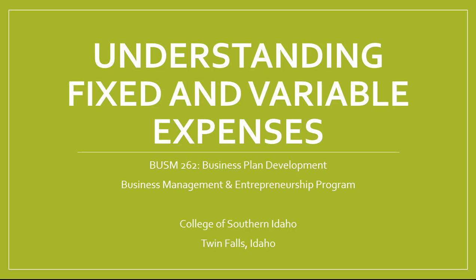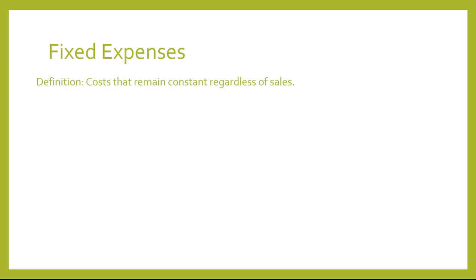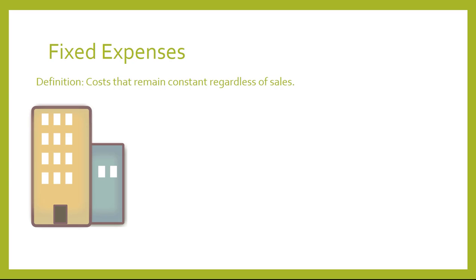Understanding fixed and variable expenses. Fixed expenses are costs that stay the same regardless of how much you sell in a month. A common example is your rent or payment on a building. No matter how much you sell, that figure stays the same.